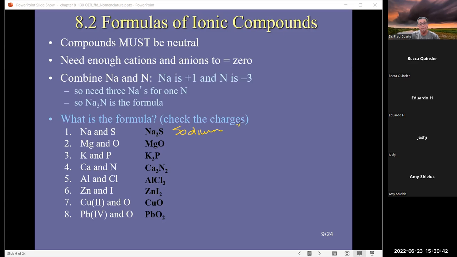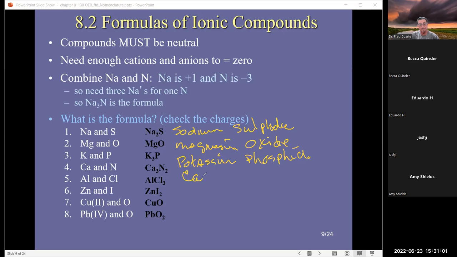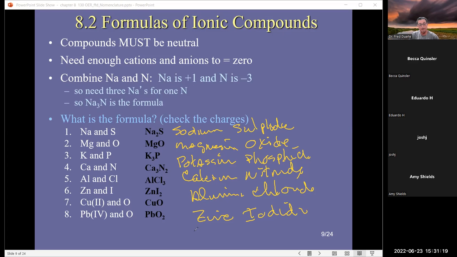All right. With that said, we got sodium sulfide, magnesium oxide, potassium phosphide, calcium nitride, aluminum chloride, zinc iodide, and we got copper, Roman numeral 2, oxide, and then finally lead, Roman numeral 4, oxide.